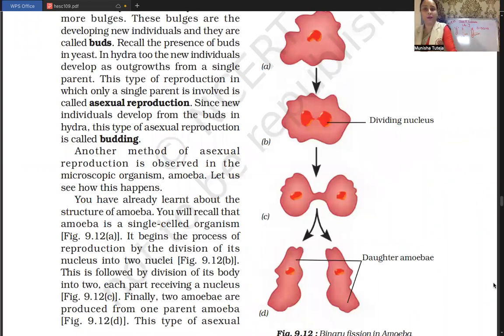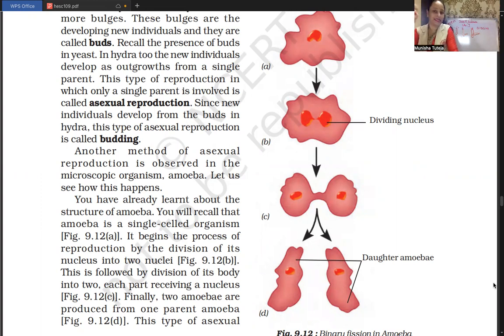So here again, a very beautiful example of an asexual reproduction, which is happening in amoeba. Now, I think you all might be aware of amoeba. We have studied about amoeba in our previous class also, right? Amoeba is a microscopic single-celled organism, right? This also undergoes asexual reproduction, but here the mode is not budding. What is the name of the mode?